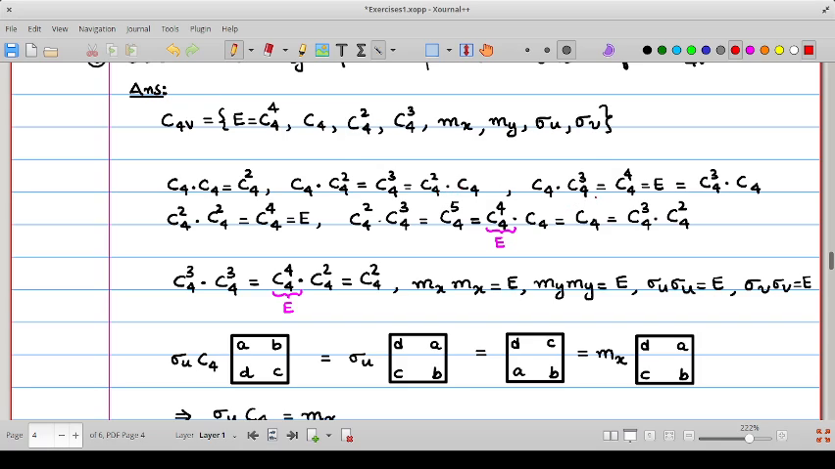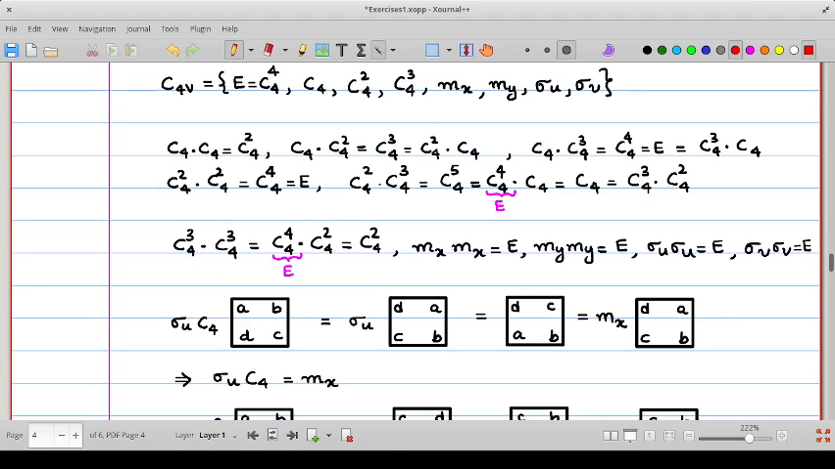Now, C4 times C4 cube is C4 to the power 4, which is rotation by 2 pi radians, which is the identity, the same as C4 cube dot C4. Similarly, C4 square dot C4 square is C4 to the power 4, which is identity again. Now, C4 square dot C4 cube is C4 to the power 5, rotation by 5 pi by 2, which may also be written as C4 to the power 4 times C4, but C4 to the power 4 is actually identity, and therefore this is also equal to C4, which is a rotation by pi by 2. Now this is also equal to C4 cube times C4 square.